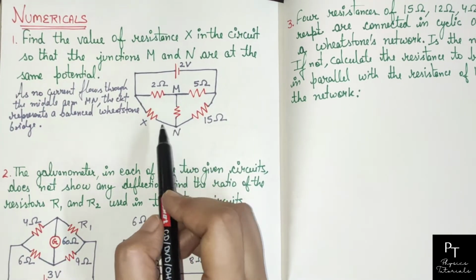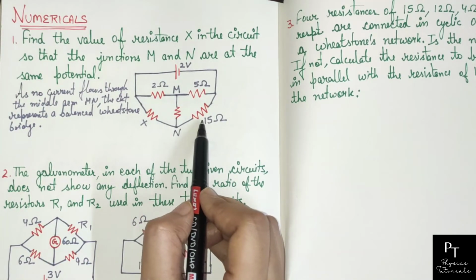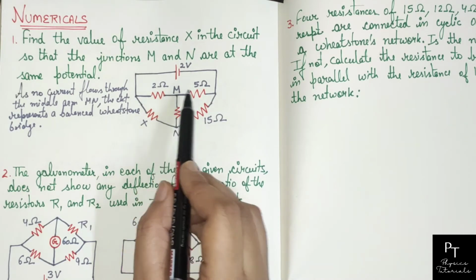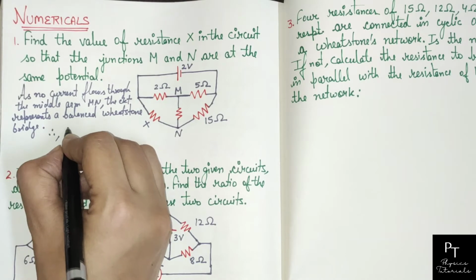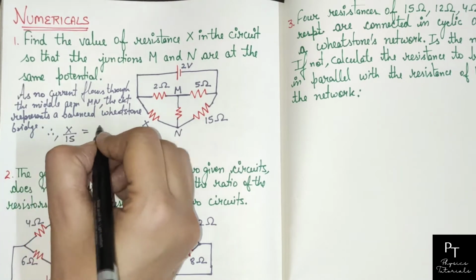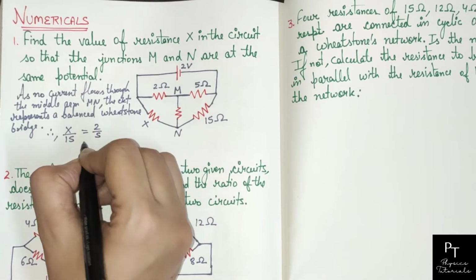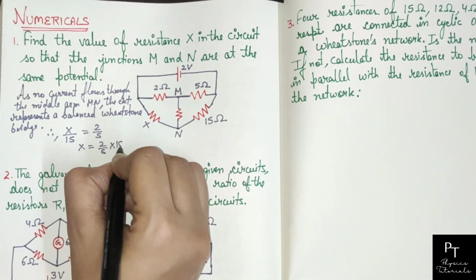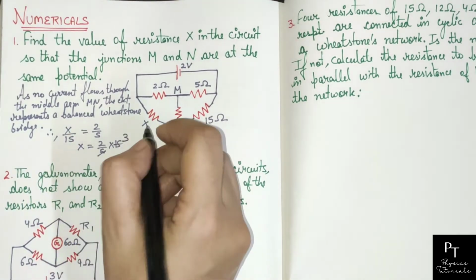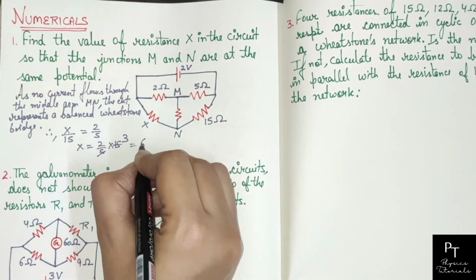Hence ratio of x upon 15 will be equals to ratio of 2 upon 5. Therefore x upon 15 will be equals to 2 by 5. So यहाँ से x आ जाएगा 2 by 5 into 15 और ये cancel हो जाएंगे. So we have x equals to 6 ohm.